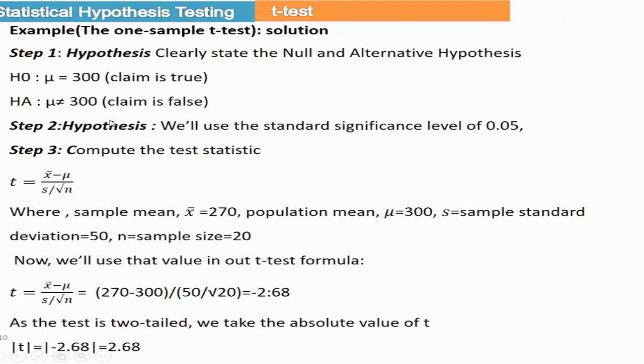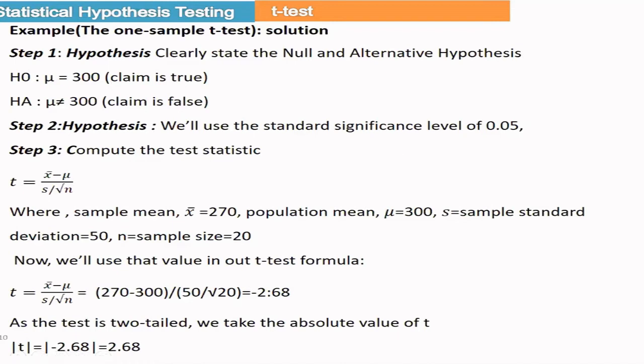As we know, when the hypothesis is a two-tailed test, we have to take the absolute value, so the absolute value will be 2.68. In this way we can calculate the t statistic. Always remember that we can use the t-test when the sample size is usually less than 30, and most importantly, the population variance is unknown. It is calculated from the sample.